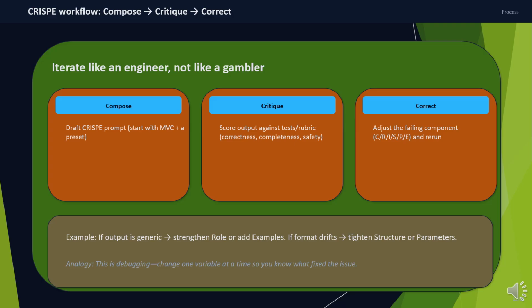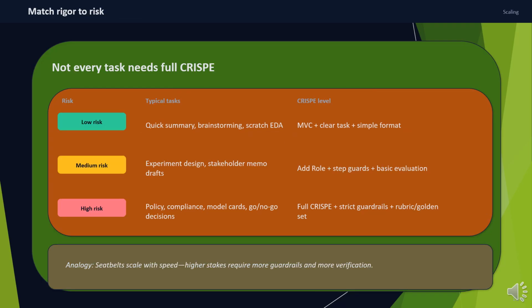For example, generic outputs often indicate that the role definition or the examples are too weak, while formatting drift usually indicates that the output structure or parameters are underspecified. A common mistake is applying too little rigor to high-stakes work or too much rigor to low-stakes work. CRISPE is modular, meaning it can be right-sized to the task's risk.